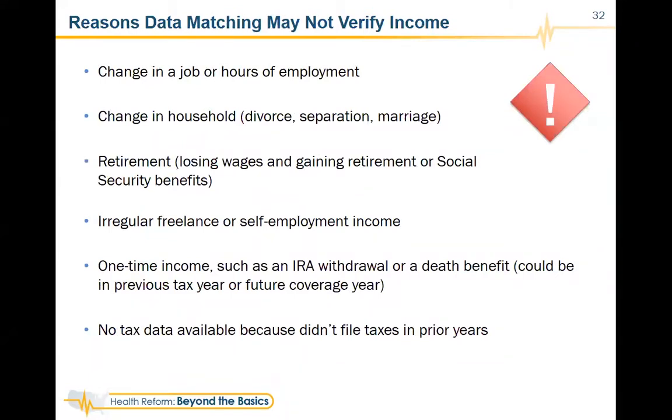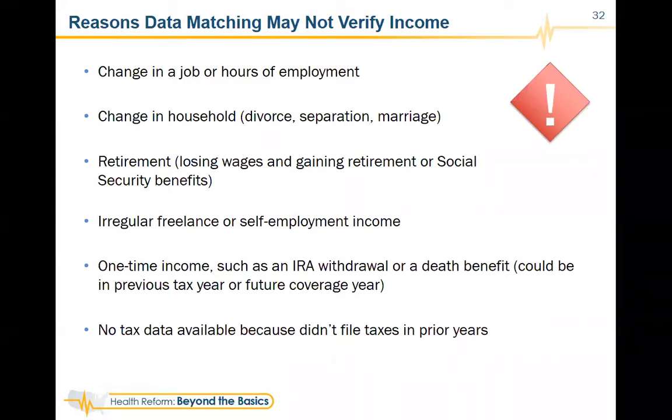There are a number of reasons, and I think that Shelby kind of hinted at some of these, that data matching might not verify your income, and that's because life happens and things change. You could have a change in job, a change in hours of employment, a change in household. You could retire. You could have self-employment income that's going to have more fluctuation anyway. A person could have a one-time income, such as an IRA withdrawal, or an annual pension or something that kicks in.